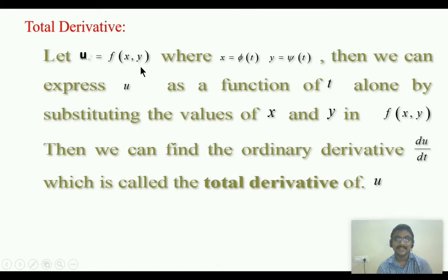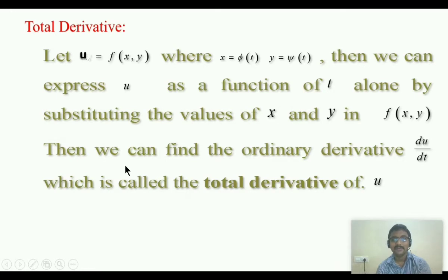So u is in terms of x and y, but x and y are in terms of t. Ultimately, u is a function of t, which is obtained by just substituting these x and y values in u. So u becomes a function of t. Then we can define the ordinary derivative du by dt, which is called the total derivative.